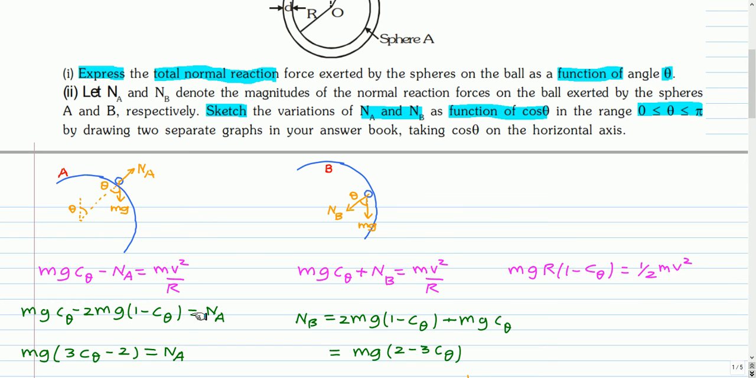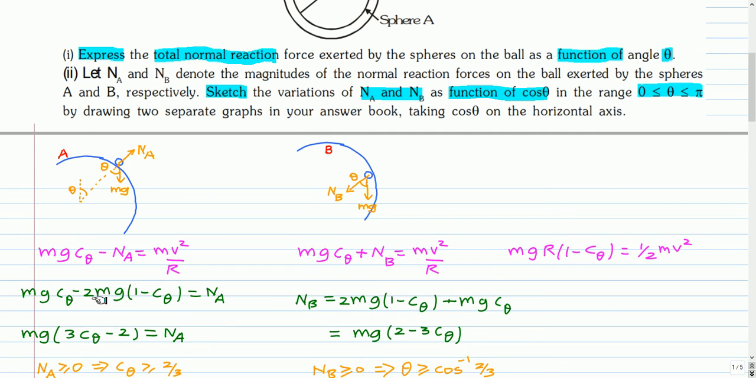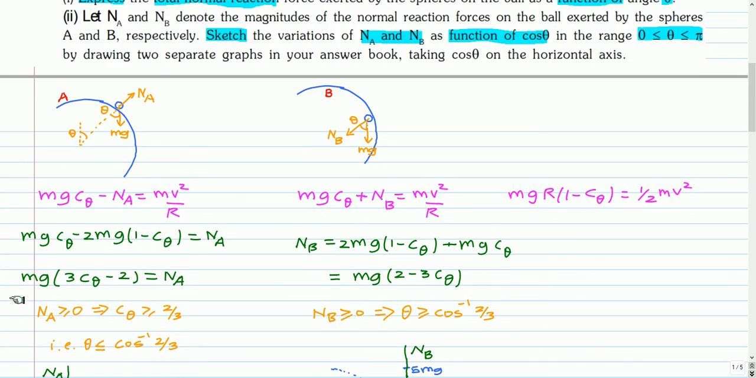So from this energy equation, we can get mv square and use it in this equation. So NA is taken on the other side, and for mv square we use the energy equation, and we get mg cos theta minus 2 mg into 1 minus cos theta equal to the normal reaction of the sphere A. This can be simplified as mg into 3 cos theta minus 2. Similarly here NB is on the left side and mg cos theta will become minus mg cos theta on the right side, and mv square we can get from here. Simplifying, we get the normal reaction of the sphere B as mg into 2 minus 3 cos theta.